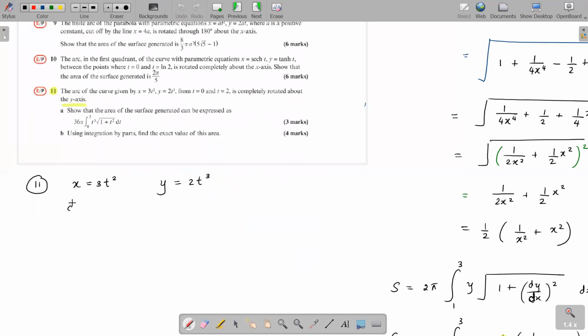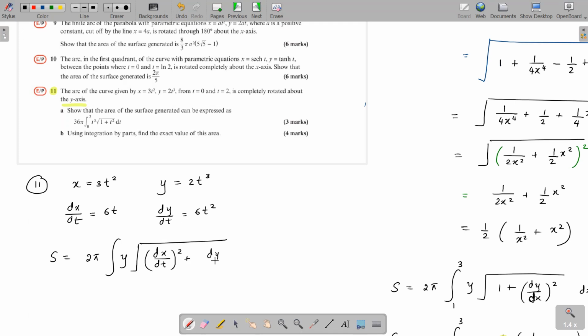First, let me get dx by dt. I get 6t. Dy by dt is 6t square. Is this okay? Then let's apply the surface area equation: 2 pi integral, y times root of dx by dt square plus dy by dt square with respect to t, and your t limits are from 0 to 2.